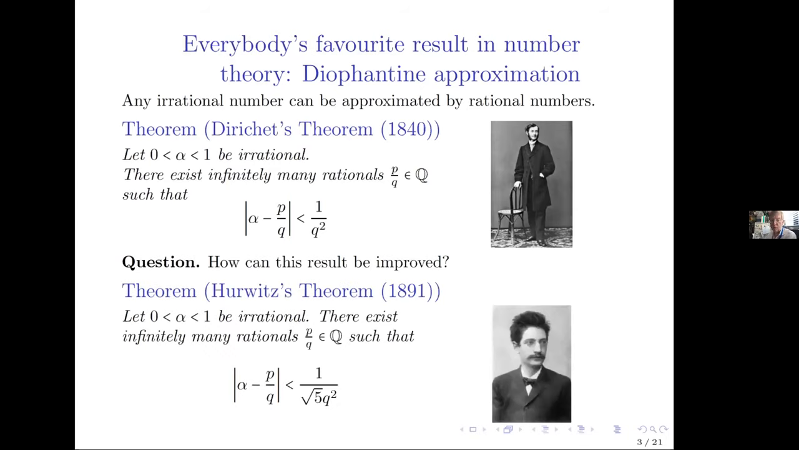And so this leads to Hurwitz's theorem, which is from 1891. Which says pretty much the same as Dirichlet's theorem, except it has this improved bound, which says that not only can you find an awful lot of rationals p over q which are close to alpha, but they are in fact slightly closer, by a factor of 1/√5, than just the estimate 1/q². So this is Hurwitz's theorem, which is a marginal improvement on Dirichlet's theorem. So they're all about approximating irrational numbers by rational numbers. So this is a nice classical approach to these things.